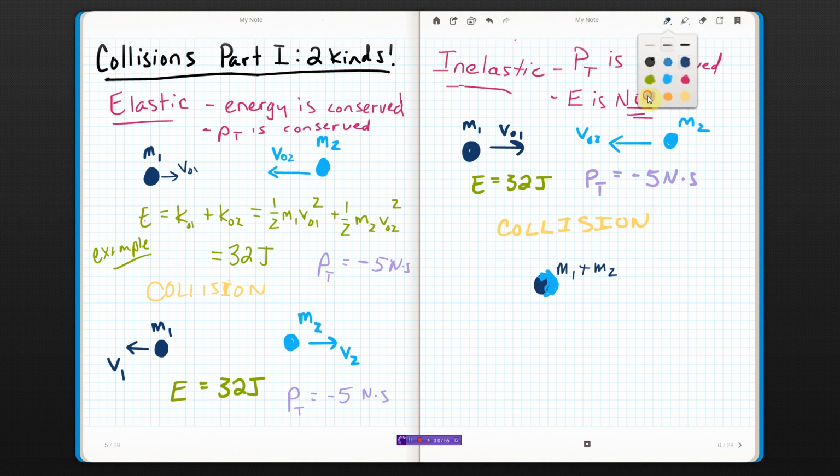Now, I know that the total momentum is still -5 Newton seconds. That can't change because momentum is conserved as long as there are no outside forces. So that means there's only one thing here, so it must be using all of that -5 Newton seconds. So this thing's moving to the left at this point with some final velocity v. Now I'm just going to call it v, not v1 or v2, because it's not the velocity of 1 or 2, it's the velocity of just the one thing that's left, this blob.